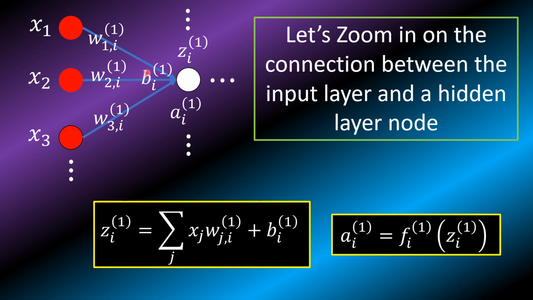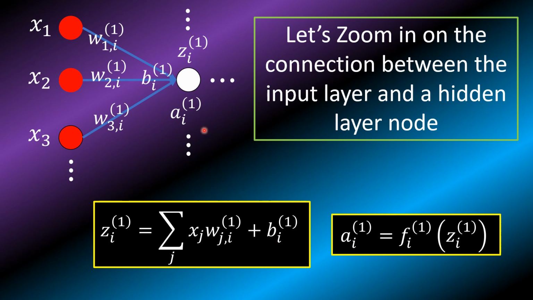And each and every neuron in this first hidden layer has what is called a bias. That is the b sub i. They also have something called z sub i, which is the weighted sum. z sub i is the weighted sum of the inputs and weights multiplied together plus the bias.